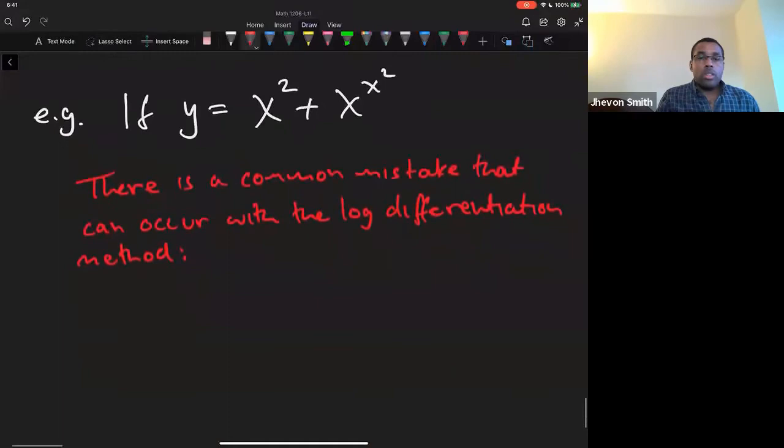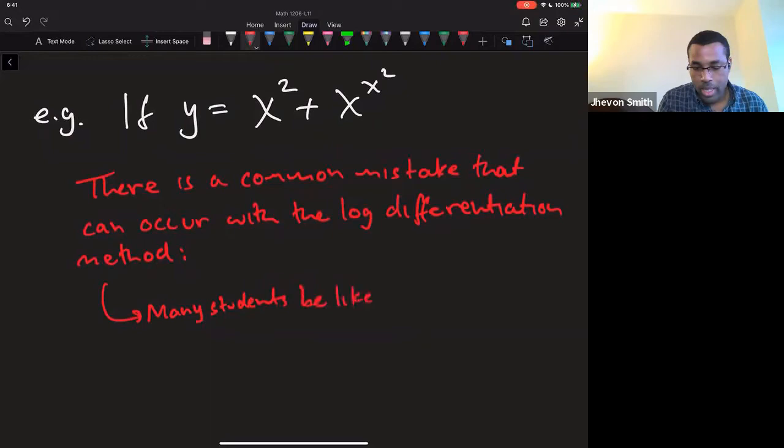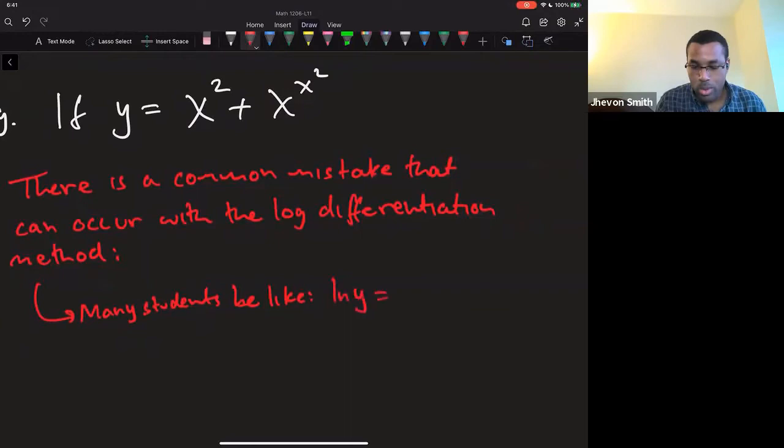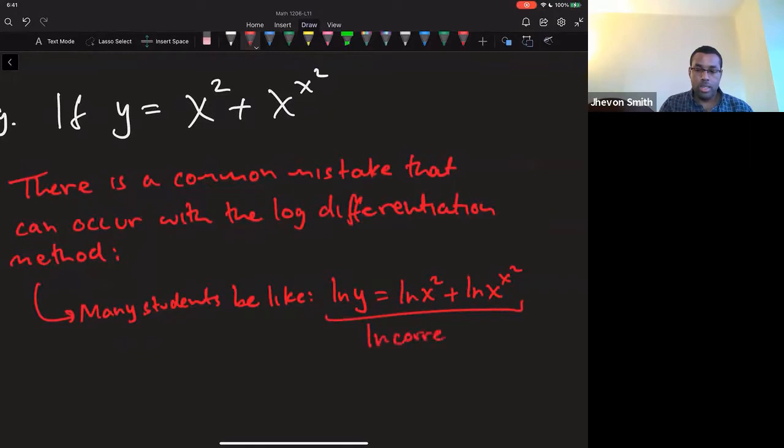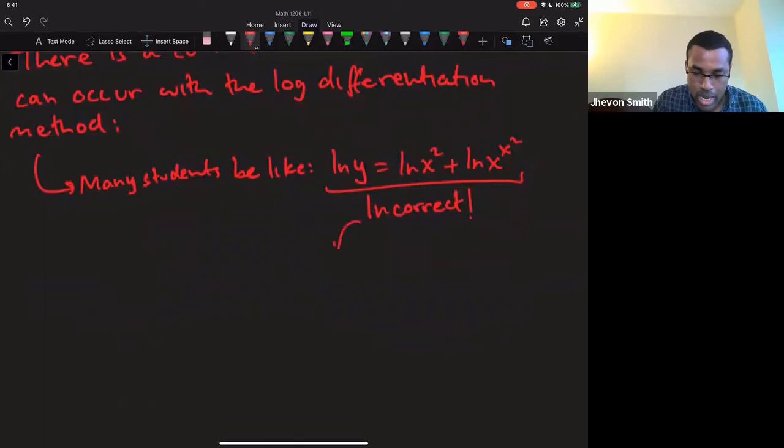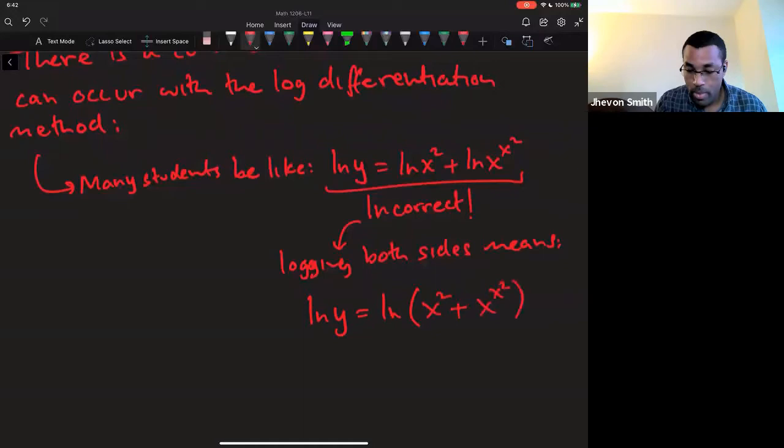So notice, a lot of students, I've seen it many times, would say something like the following. Well, I'm going to log both sides. So I'm going to get ln of y equals ln of x squared plus ln of x to the x squared, which is incorrect. Because logging both sides would mean you have ln of y equals ln of (x squared plus x to the x squared). And logs don't distribute across sums.